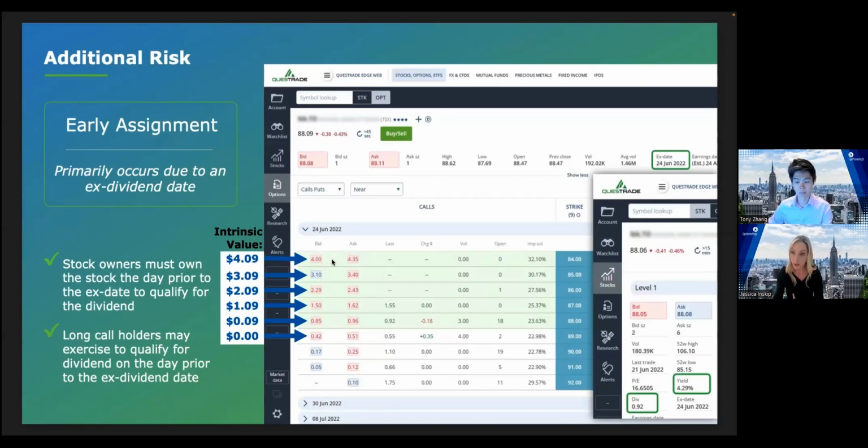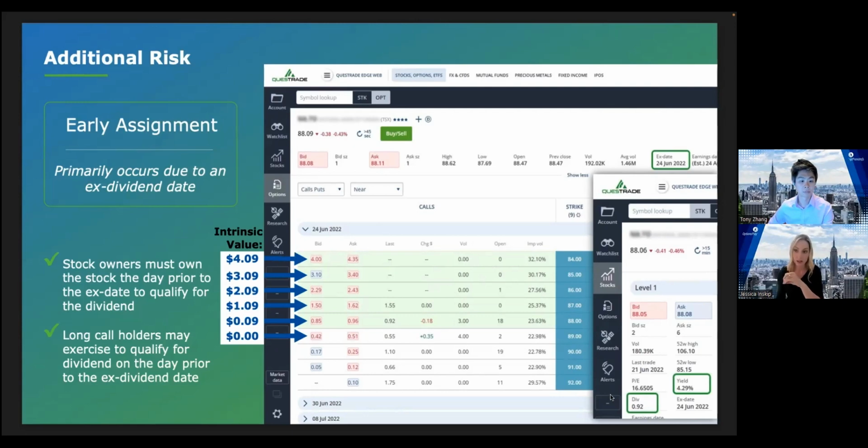However, if I want to know if I'm going to be assigned early, or as the long option holder, say, I really want to get that dividend, I can get 92 cents a share. Well, if I were to sell to close this contract, me being the long option holder, I probably could get $4.20, somewhere in between this bid and ask. This is a very illiquid, but real example. And this is true with anything with an ex-dividend. That is not as much as exercising their option. So they will most likely exercise their option.